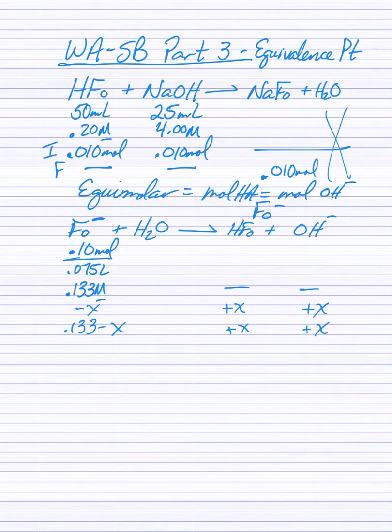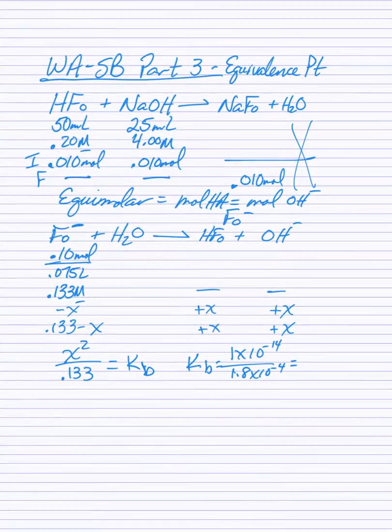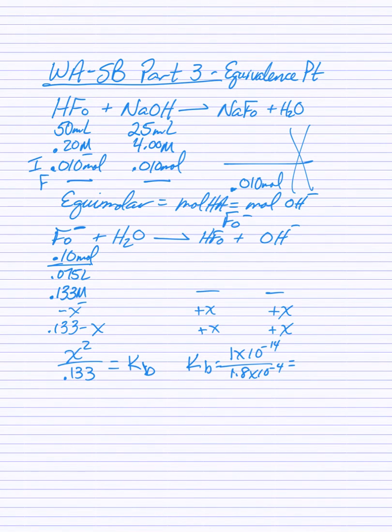So what we end up with is x squared over 0.133 equals KB. Now be careful here because we've got to calculate the KB. So the KB is going to be KW, 1 times 10 to the negative 14th, divided by 1.8 times 10 to the negative 4th. That was all given in this problem. And if I look at that, that gives me a KB of 5.6 times 10 to the negative 11th.